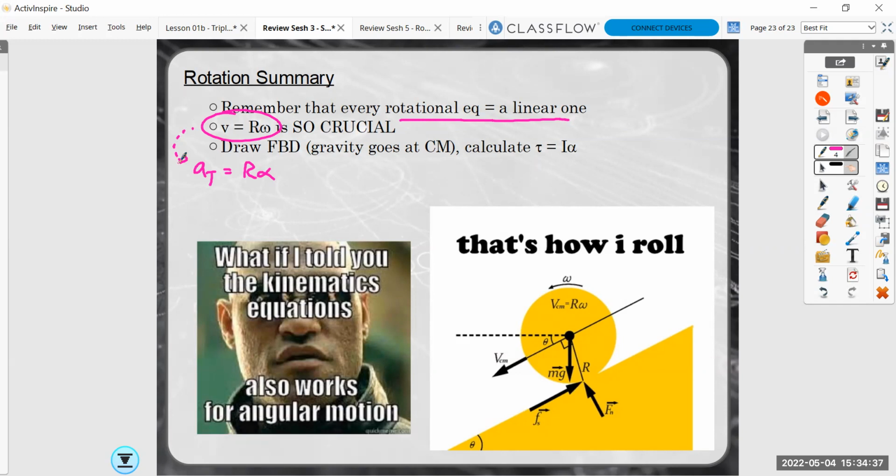You also have a couple other consequences, right? Our centripetal acceleration is normally V squared over R. If you substitute in V equals R omega, you can find that it's also omega squared times R. So depending on what you have, it might be more convenient to calculate your centripetal acceleration that way. So the thing to do with rotation is stay calm, do the best you can.